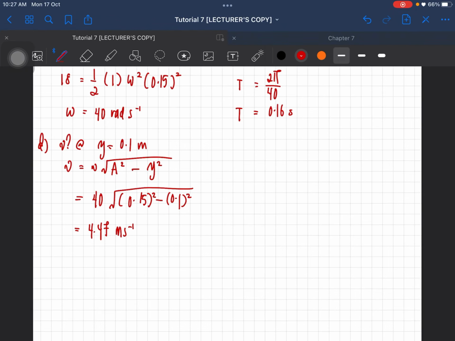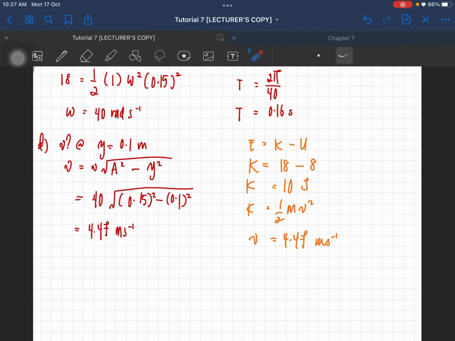From the answer scheme, you could also use the formula of kinetic energy. We know that total energy is equal to kinetic energy plus potential energy. From here, you will get the kinetic energy. The total energy from the graph is 18 joule minus 8 joule, so you get the kinetic energy equal to 10 joule. So from here we have half m v square, and we just solve for v. So you also get 4.47 meter per second.